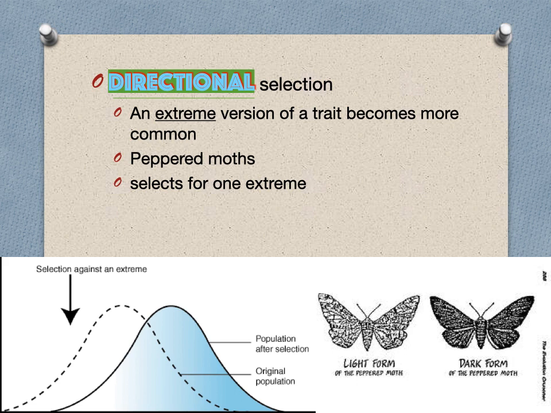Then as Earth Day came and people started to realize that, hey, we're polluting, they cleaned it up, and actually the peppered moth population slowly switched back to being peppered, the light form with the dark splotches. So that's directional. It's when you're going to pick one extreme or the other.